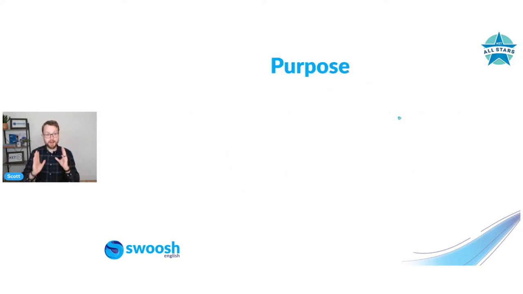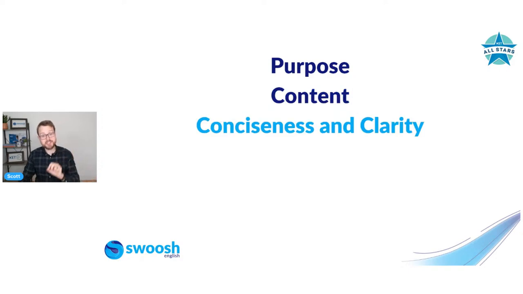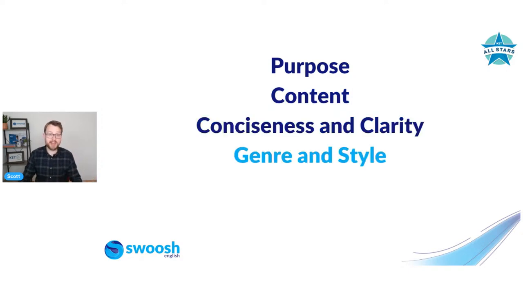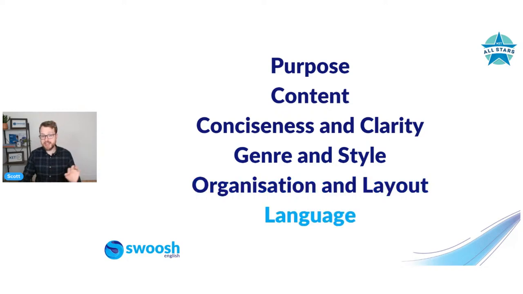Okay. So the first one that many of you have been putting into the chat box is purpose. A few of you have also identified content, conciseness and clarity, genre and style, organization and layout, and language. So these are the six criteria that you are assessed on for your OET writing: purpose, content, conciseness and clarity, genre and style, organization and layout, and language. So what exactly do all of these six criteria entail?